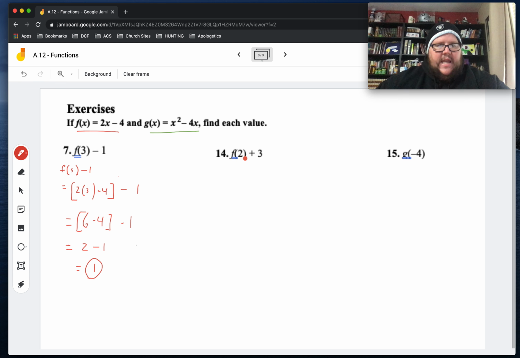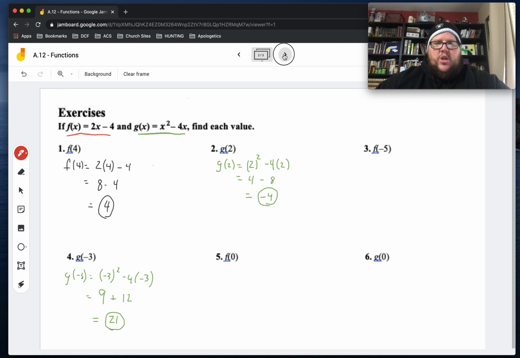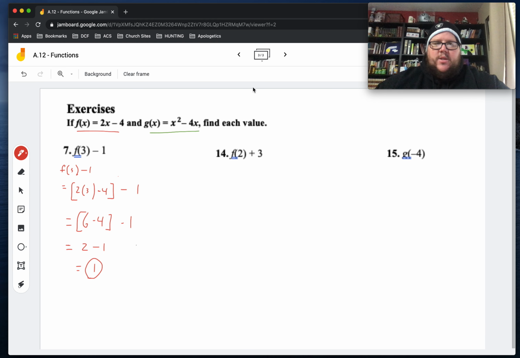And then, same thing, f of 2 plus 3. So you're going to find f of 2 and then add 3 to it. And g of negative 4, you're going to plug in negative 4 for x in g. And those are your problems today. So you just have a couple more problems to do.